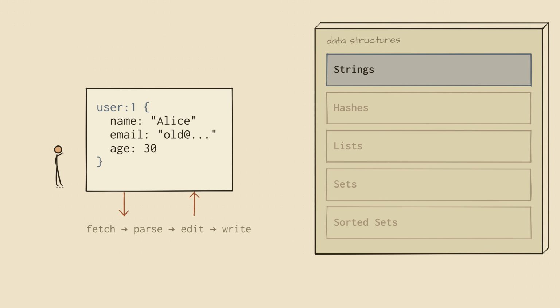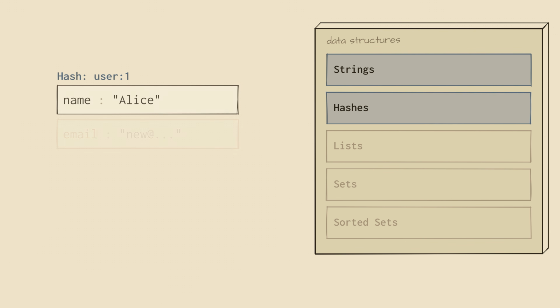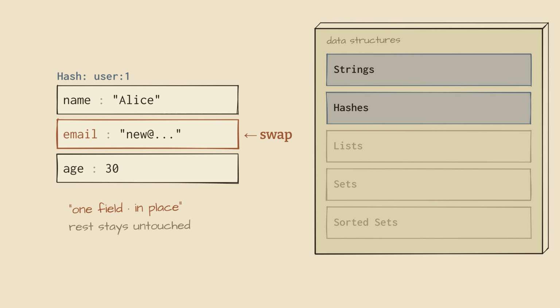Say you store a user as one big JSON blob. Just to change their email, you pull the whole object into your app, parse it, edit one field, and write the entire thing back every single time. A hash keeps each field separate. Now you change just the email in place with one command. Nothing fetched, nothing reserialized, and the rest of the object stays untouched.